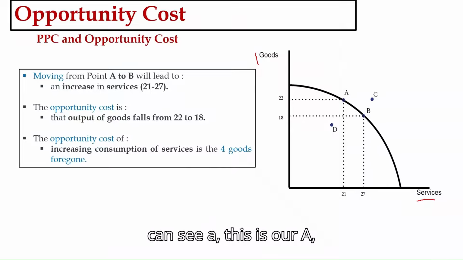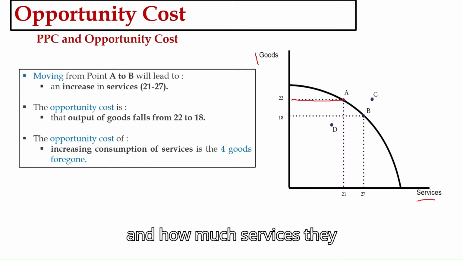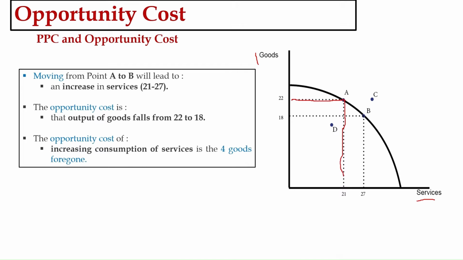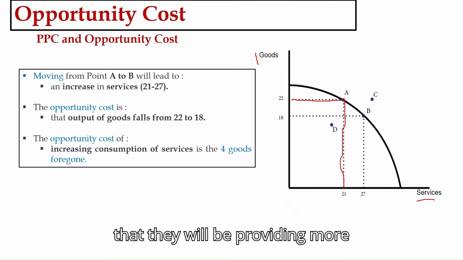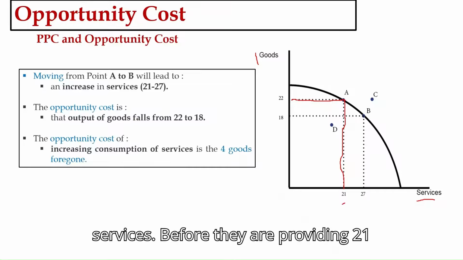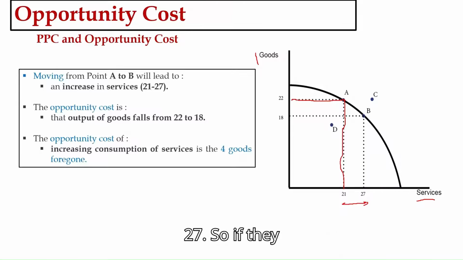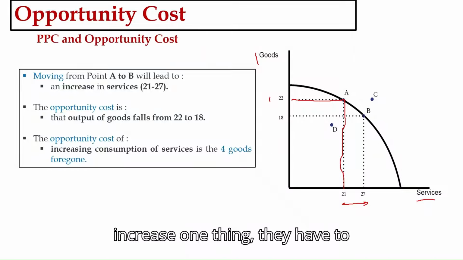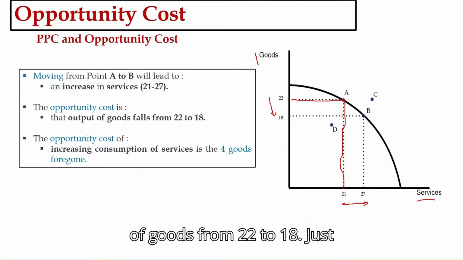Here you can see A, this is our A. A is what? How much is the goods the country is making? 22. And how much services are they providing? 21. Now if the country or the economy decides that they will be providing more services, before they were providing 21 services, now they increase services to 27. So if they increase one thing, they have to reduce the production of goods from 22 to 18.